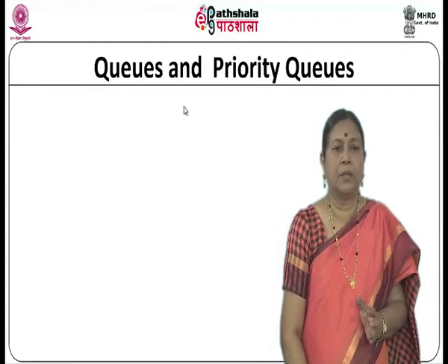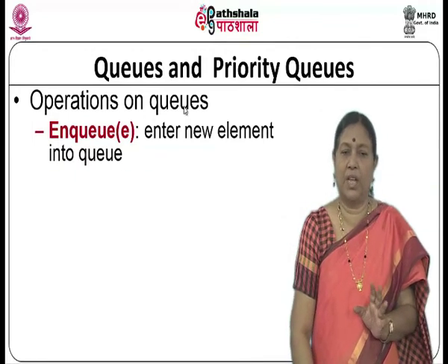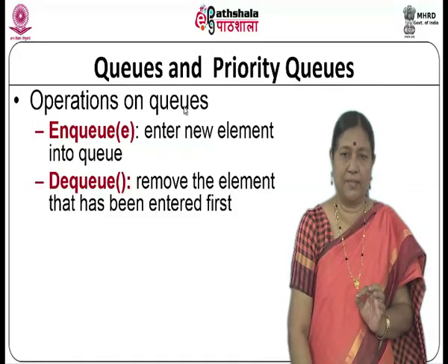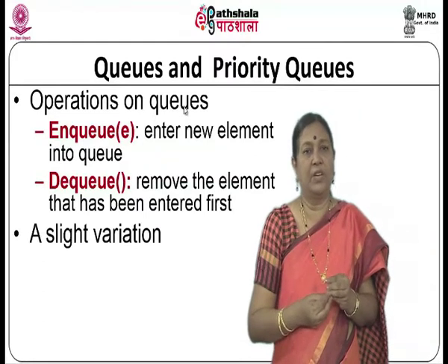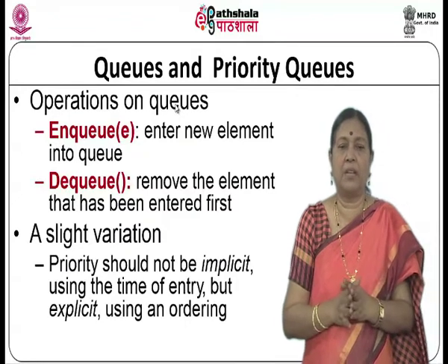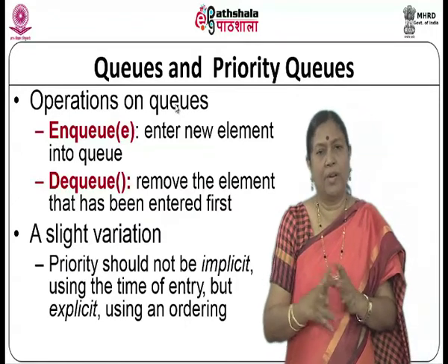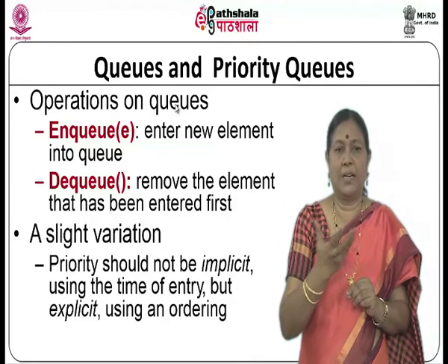The operations on a queue are: NQ will enter a new element into the queue, DQ will remove the element that has been entered first into the queue. Now, we are introducing a slight variation which we call priority queue. What is the slight variation? Priority will not be implicit, you can do it in many ways. You can use the time of entry, that is what is actually being done in a queue.